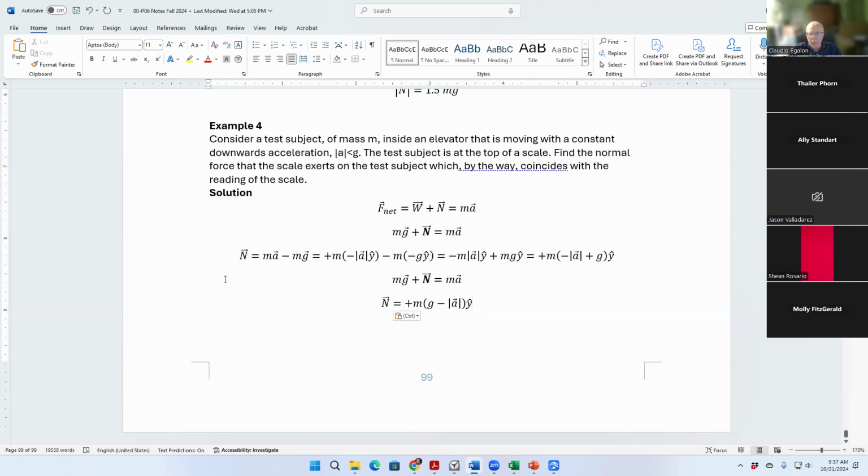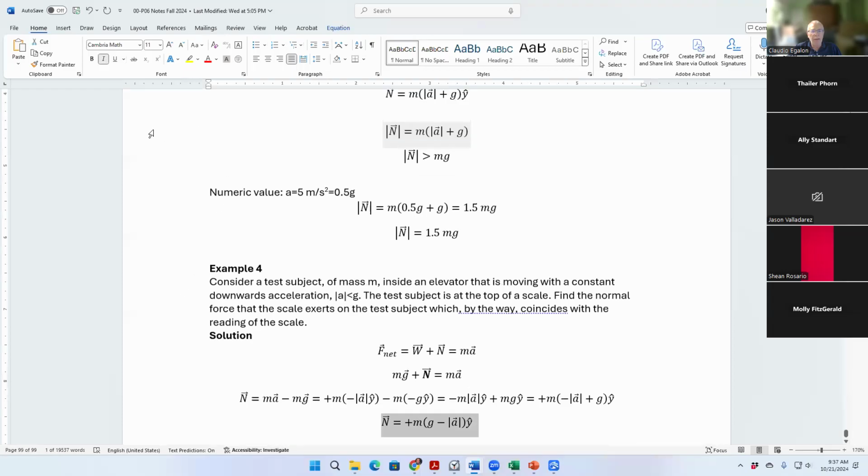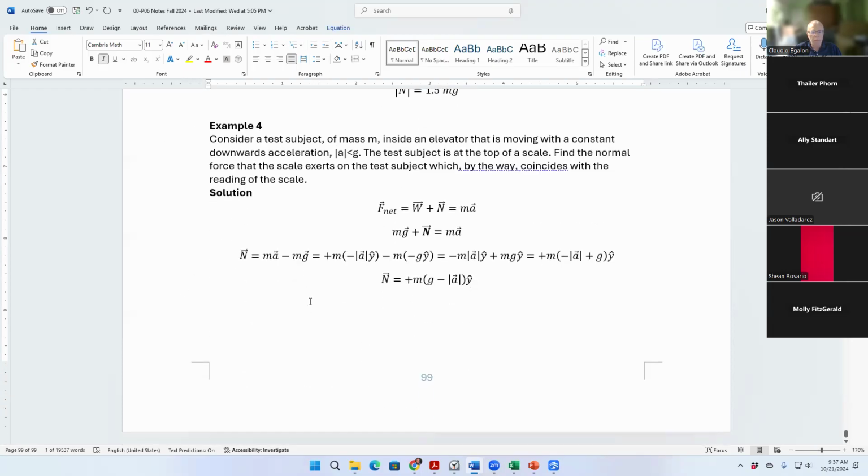What happened here? What's this guy doing here? Not supposed to be here. Okay, yeah. Okay, I'm gonna put it in terms of the magnitude as well. Here you go. Magnitude would be N equals m, open parenthesis, g minus a.